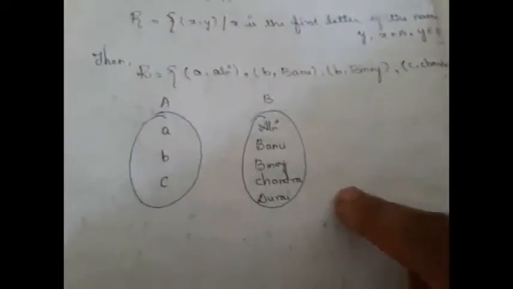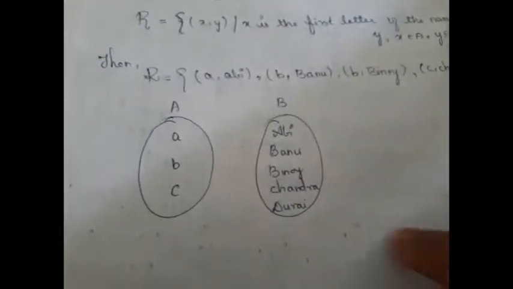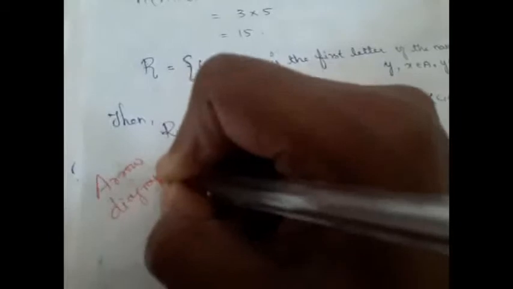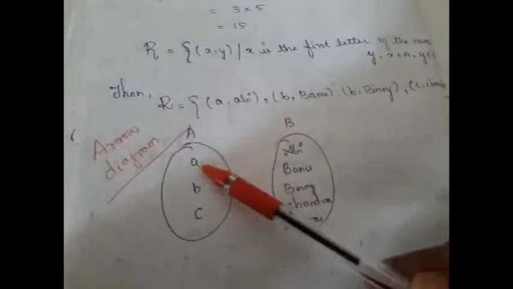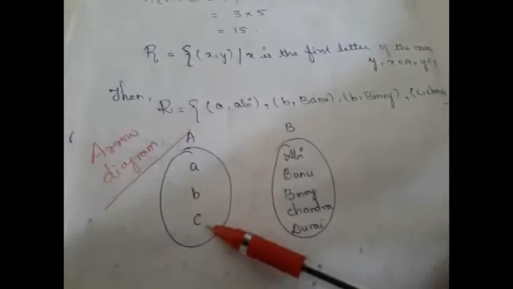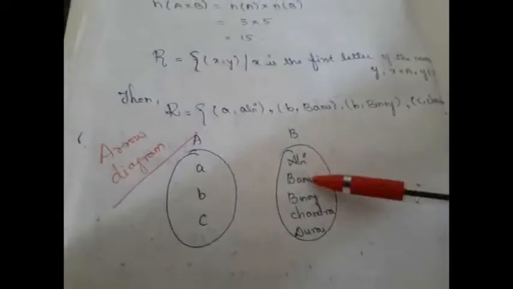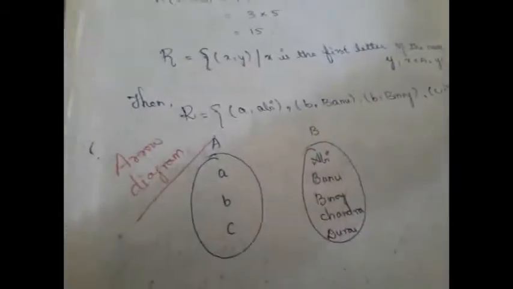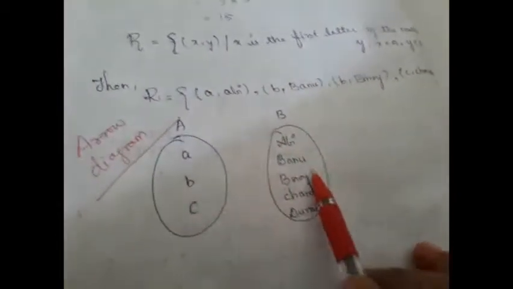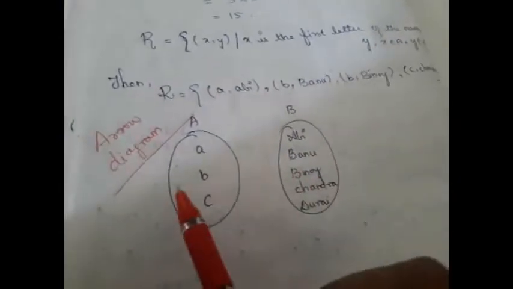Through a diagram. This diagram is called an arrow diagram. You have to draw an oval shaped figure. Inside the first set, you have to name the set and write all the elements horizontally: A, B, C of set A, and write all the elements of set B: Abhi, Banu, Binay, Chandra, Durai. Right? Now I am going to show the relation between set A and set B using arrows. That's why it is called an arrow diagram.